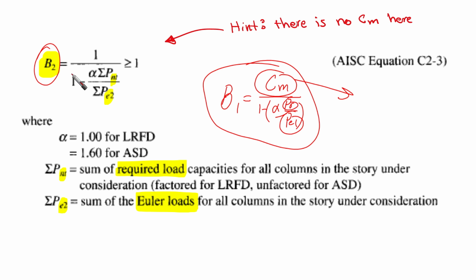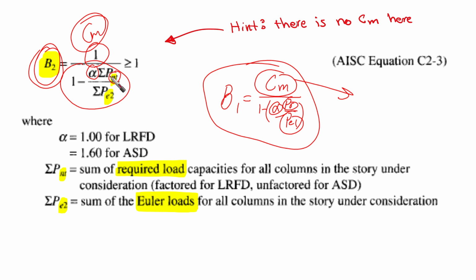But whenever you look at B2, which is the amplification factor for moment in case of side sway, you are not going to find Cm here. It is only one here. This is an important difference between B1 and B2. At the same time, in the denominator we have alpha as it was here, but the summation of no translational load is going to be used here.